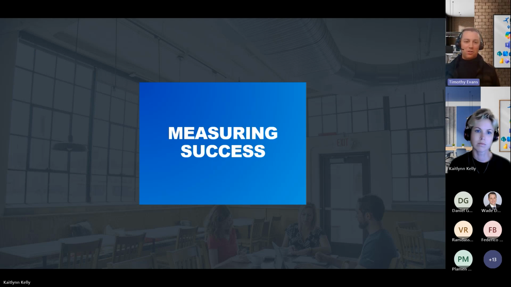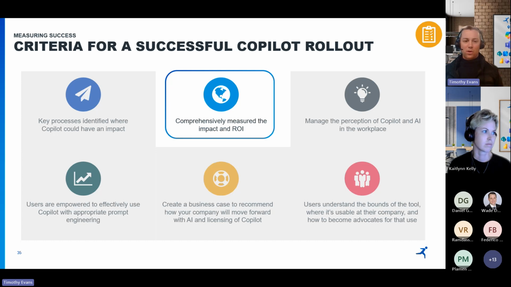So when we think about measuring success, we'll click through all of these different options, but we can think about key processes identified for where Copilot could have an impact, making sure users are empowered, create business cases, which we've talked about just a little bit, making sure users understand the bounds and expectations of the tool, managing that perception or managing the messaging, as we talked about a little bit earlier.